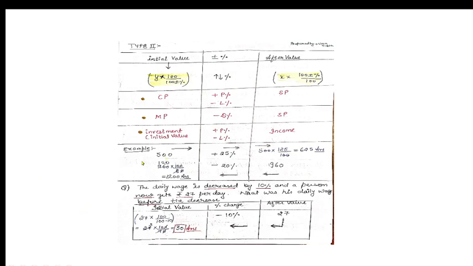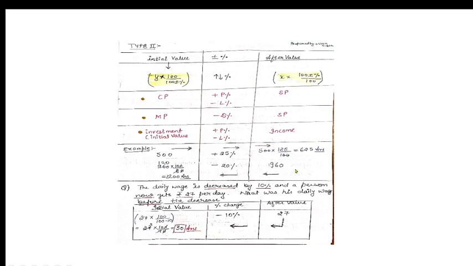If the initial value is given, suppose 500 is given, and there is an increment of 25% in the number, how can you directly get the final value, or the after value? For this, 500 into 125, because this is an increment, so we add 25%, that is 125 divided by 100, and when we solve it we get the value as 625. So when a number 500 is given and there is an increment of 25% in that number, that number will be 625.